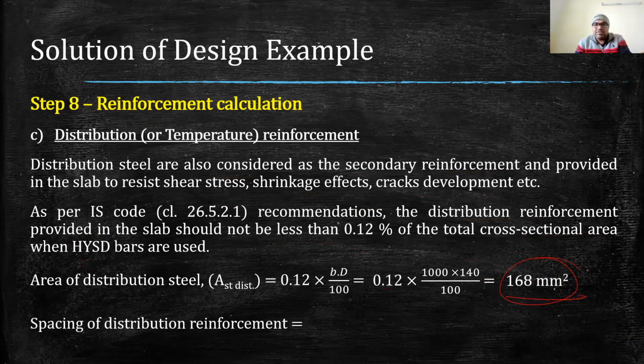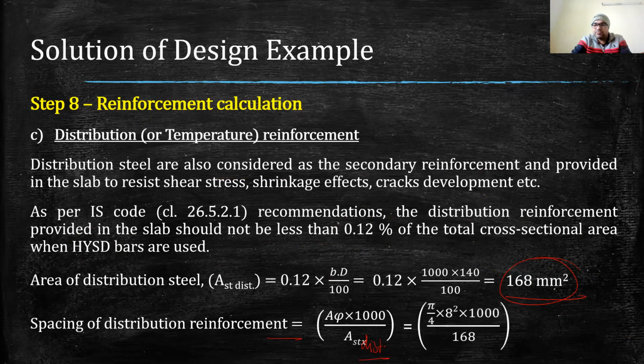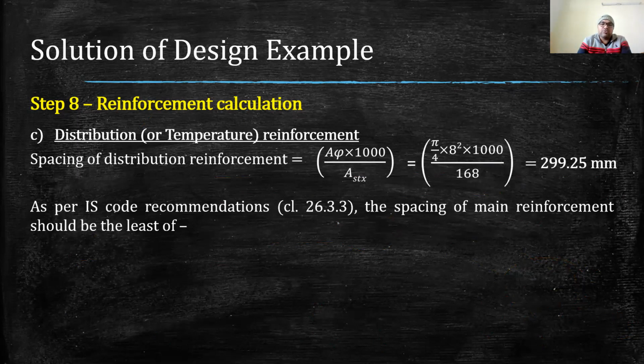Now we have to find out the spacing of distribution reinforcement also, and the spacing will be calculated using the same formula. Here it should be Ast distribution. Now putting the value here, we get the value of spacing for the distribution reinforcement as 299.25. Again we have to round off this, but first of all we have to check this. As per IS code, it should be the spacing of distribution reinforcement.